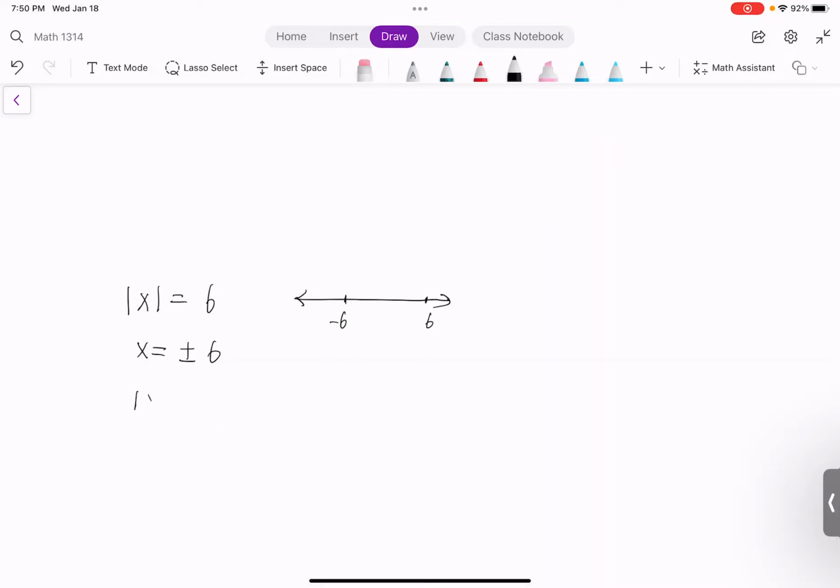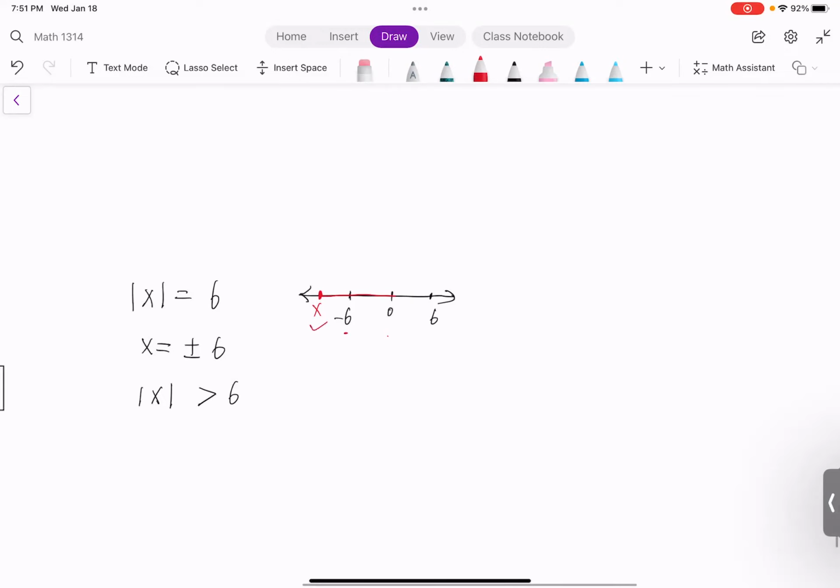If I'm looking for the x such that the absolute value of x is greater than 6, the distance from x to 0 must be greater than 6. If I pick a point here, for example, from x to 0, yes, it's greater than 6, because from -6 to 0 is 6. So this one works. And a point here, from x to 0 is greater than 6, so this point also works. But a point here to 0 doesn't work.